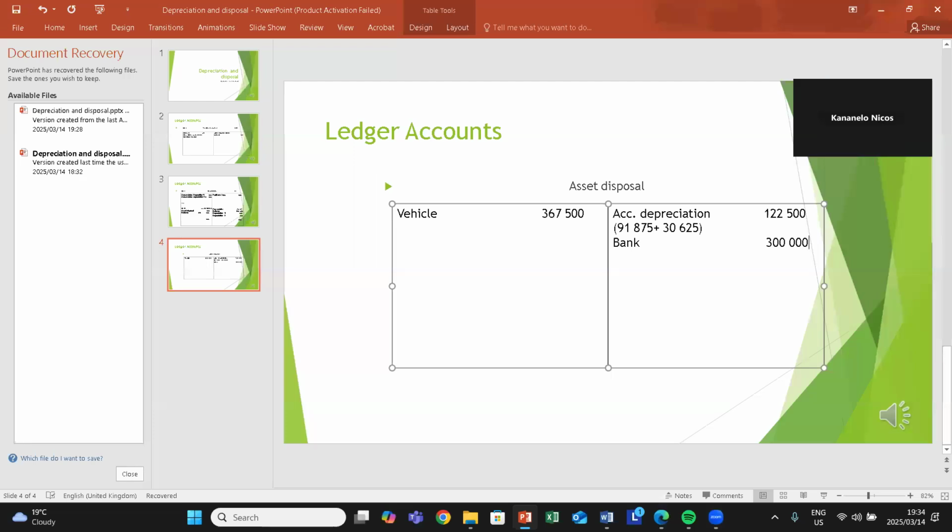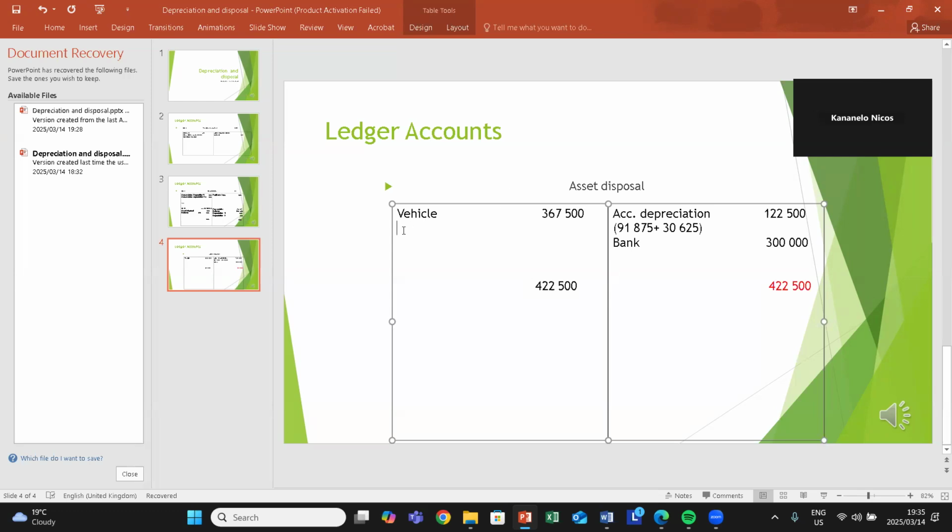You're going to check which side is the bigger side, meaning you're going to add your credit side. How are you going to add your credit side? 300,000 plus 122,500, in which you get how much? 422,500. Therefore, you can clearly see that your credit side is the bigger side, because your credit side is 422,500, whereas your debit side is 367,500. So the credit side is the bigger side. And then you're going to say 422,500 here.